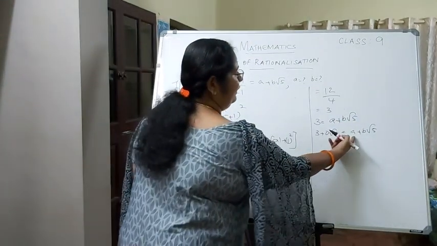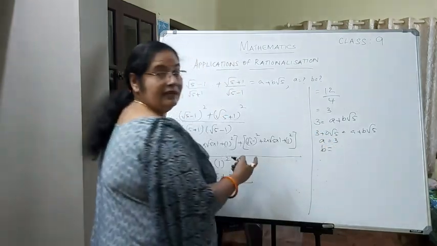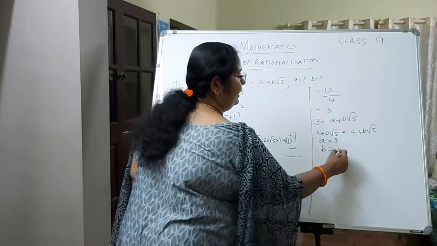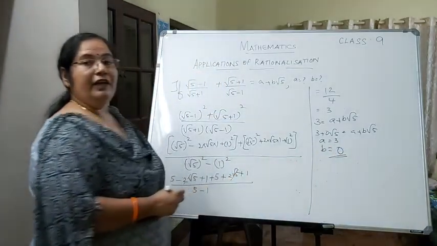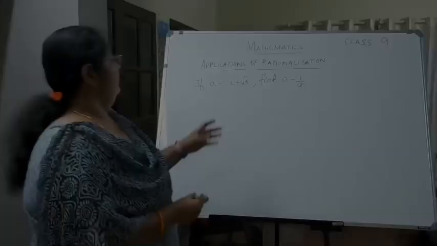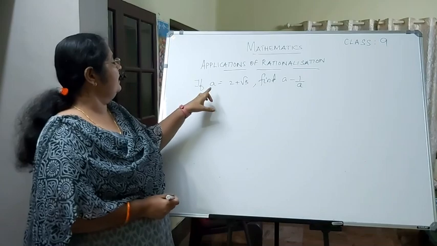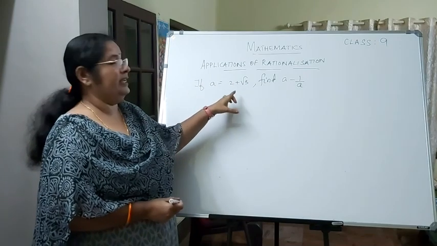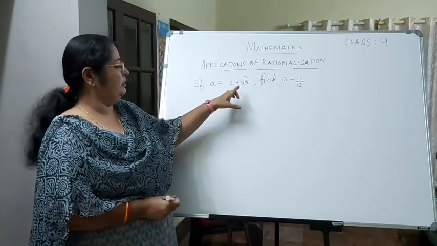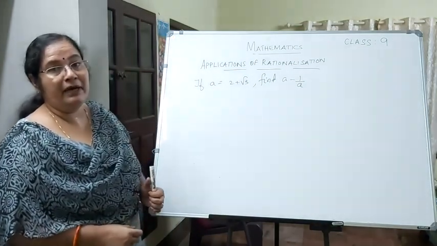Now it has become easier for us to compare, isn't it? So what is the value of a? a will be equal to 3. And what is the value of b? b here is 0. So the value of a is 3, b is 0. Is it clear? Now you have yet another type of question. If a is equal to 2 plus root 3, you should be finding what is a minus 1 by a.